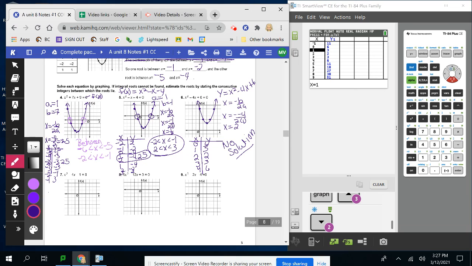Number 6, again, I found my axis of symmetry by doing x equals negative b over 2a. Found my axis of symmetry is x equals 2. I made a table and I plotted points, and my range goes from 2 up, so it never crosses the x-axis. Therefore, that is a situation where I have no solution.